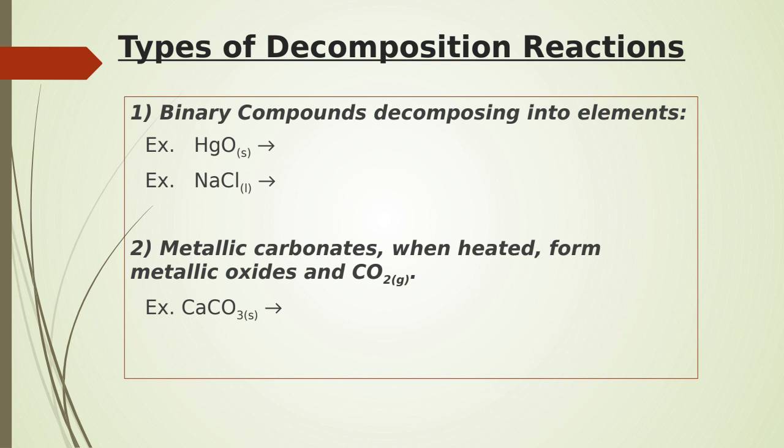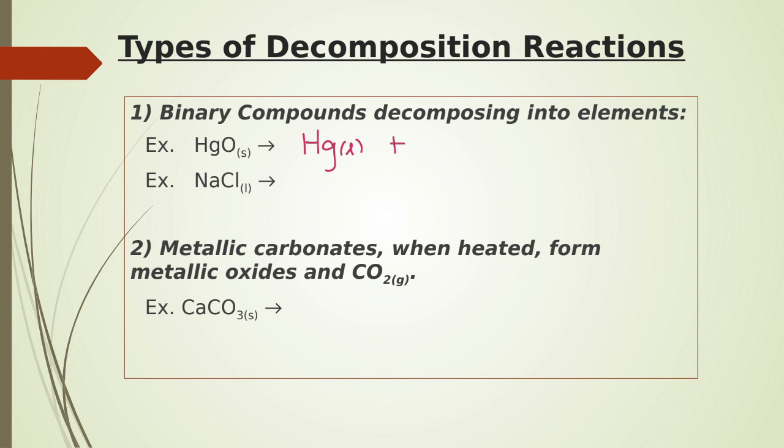So the first example of a decomposition reaction is when you have a binary compound and it breaks down, or decomposes, into the two elements that form it. So here's an example of mercury 2 oxide. If we start with mercury 2 oxide, we know that it will break down into its two elements, mercury, which is a liquid at room temperature. It's the only metal that is a liquid.